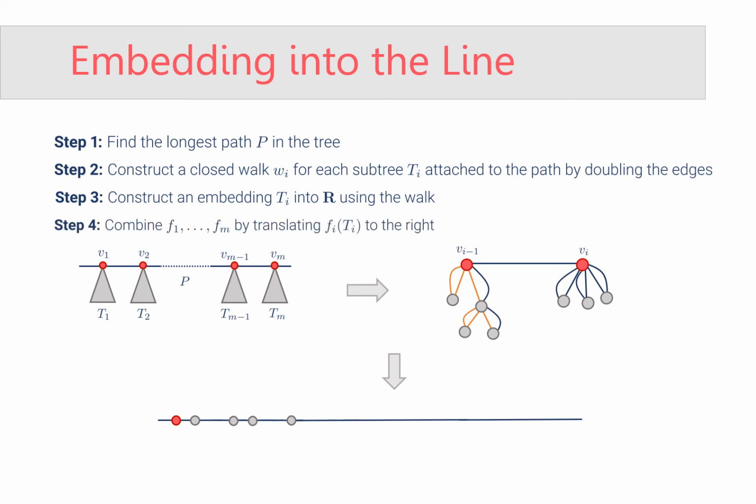We do that for all the subtrees and translate the embedding, keeping the distance between these two vertices. Here is the one in this subtree, and here is the root of the next subtree. The distance in the embedding gets translated by as much as their distance in the initial graph. After we've done this procedure, we're done.